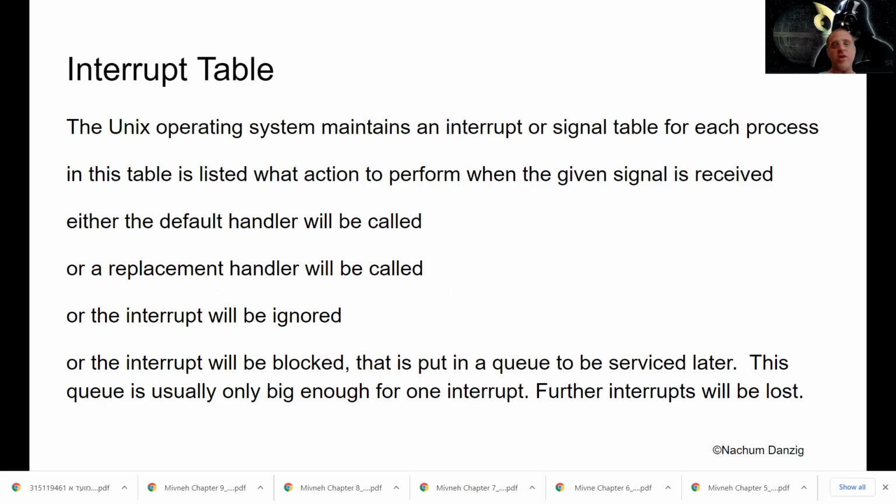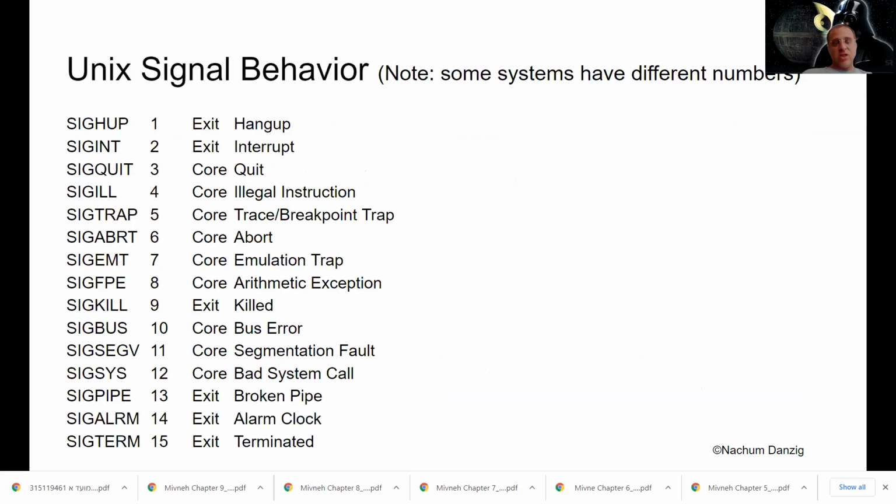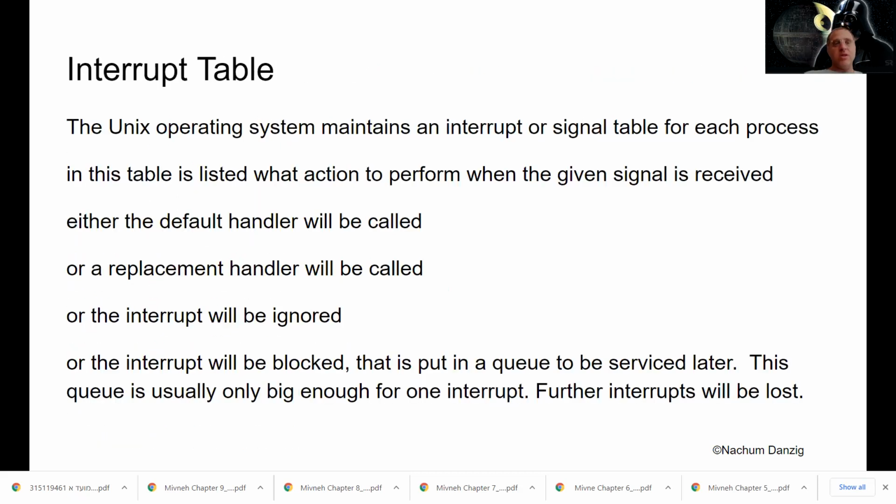So we just saw that table. That table is this list here, essentially. But that table is the same for all processes. The Unix operating system maintains a signal table for each process. So we have what action to perform when the given signal is received. Either the default handler will be called, in other words, the table is the way it was originally, or a replacement handler will be called.